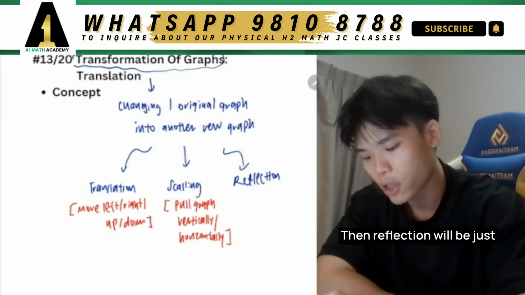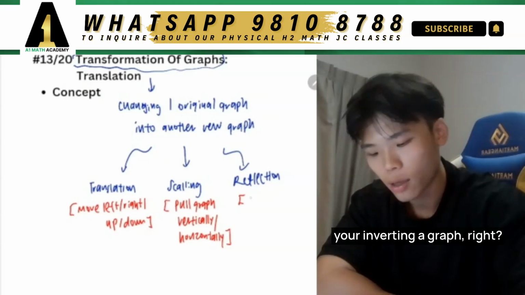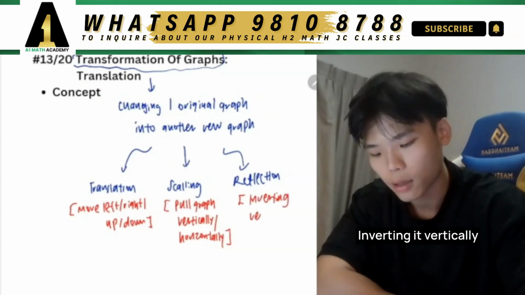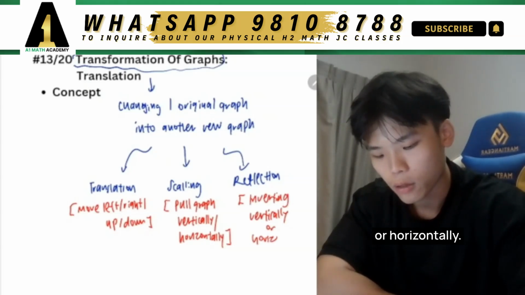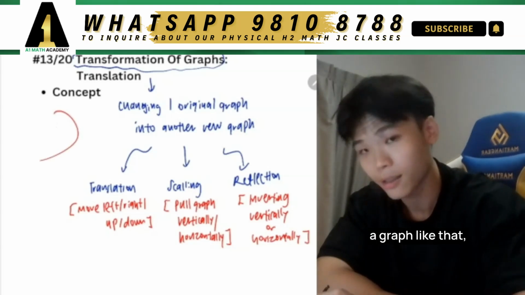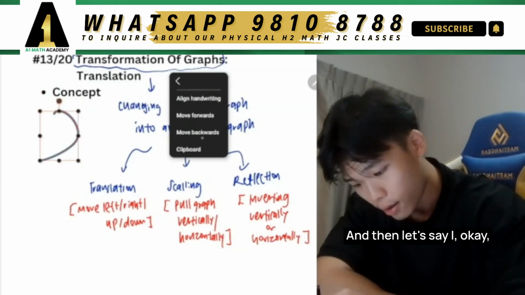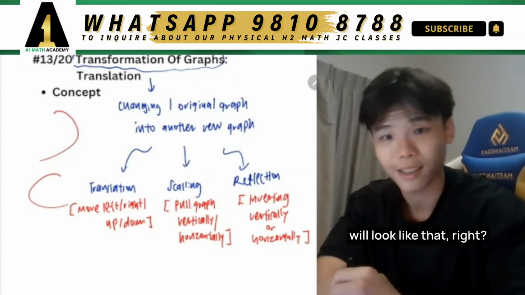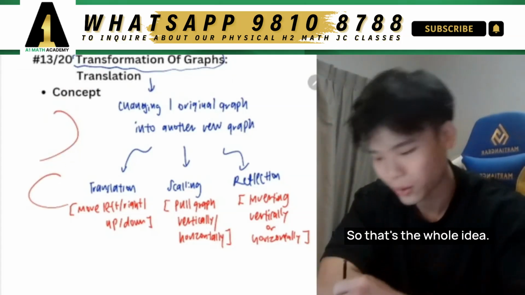You get the point. Reflection is just inverting a graph, vertically or horizontally. So that's basically the whole idea of it. Let's say I have a graph like that, and I'm not able to show it here, but if I invert it, then it will look like that. I'm just flipping it around. That's the whole idea behind it.